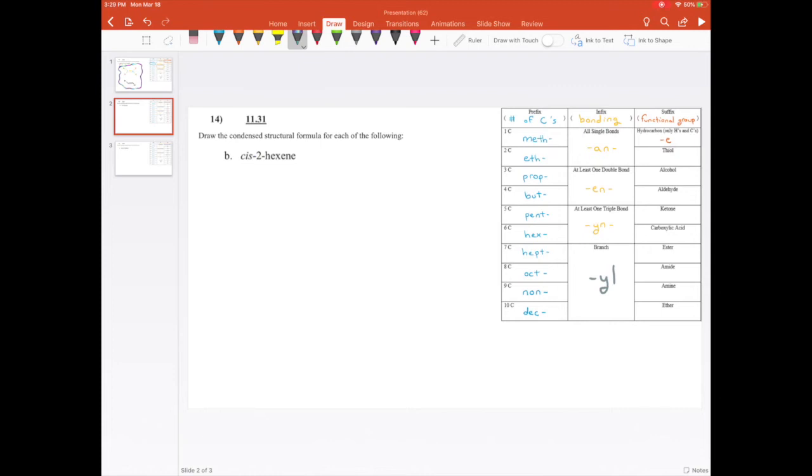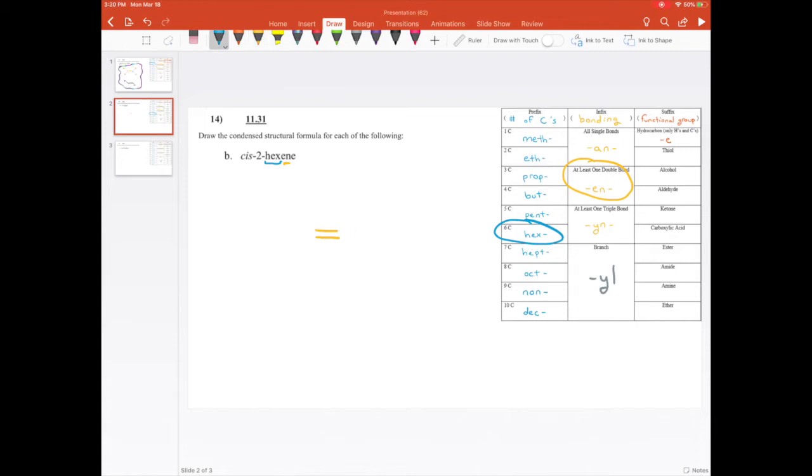How about cis-2-hexene? Now, I recommend when you have these cis or trans molecules, start with the double bond. Now, I know that I have 6 carbons here. The prefix is hex, and so we're going to eventually use 6 carbons. But the infix is -en-, and that means that I have at least 1 double bond. Let's start with that double bond.